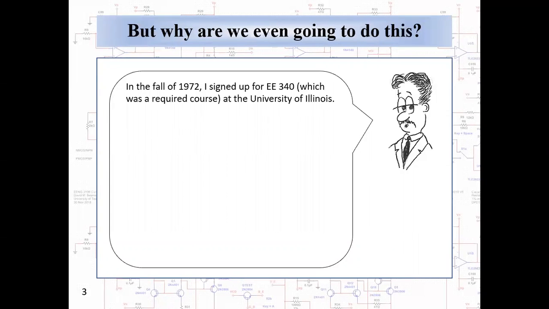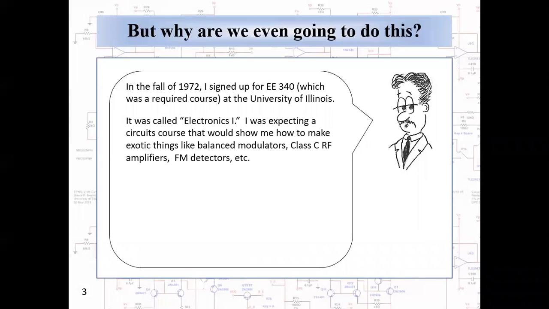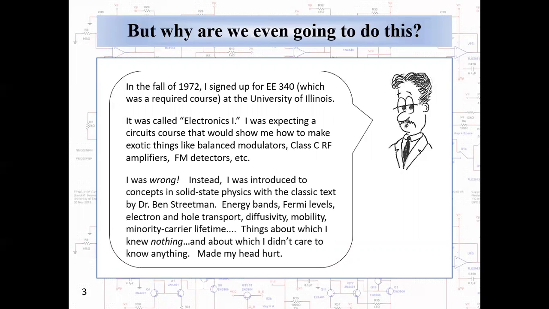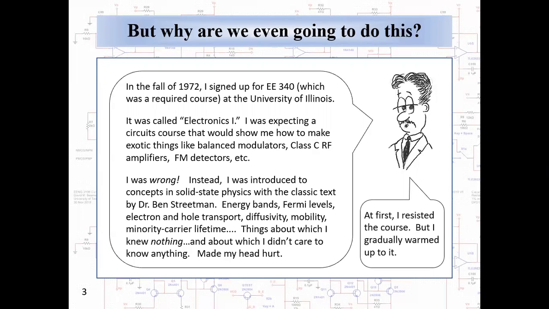In the fall of 1972, I signed up for Electrical Engineering 340, which was a required course, at the University of Illinois. It was called Electronics 1, and I was expecting a circuits course that would show me how to make exotic and useful things like balanced modulators, Class C RF amplifiers, FM detectors, and so forth. I was very much into radio circuits and communication in those days. But I was wrong. Instead, I was introduced to concepts in solid-state physics with the classic text by Dr. Ben Streetman: energy bands, Fermi levels, electron and hole transport, diffusivity, mobility, minority carrier lifetime, things about which I knew nothing and about which, frankly, I didn't care to know anything. Made my head hurt. At first, I resisted the course, but I gradually warmed up to it, which was good because it was a required course.